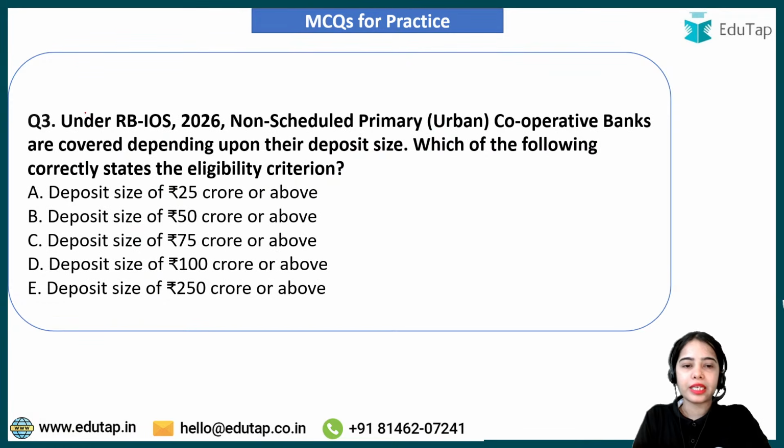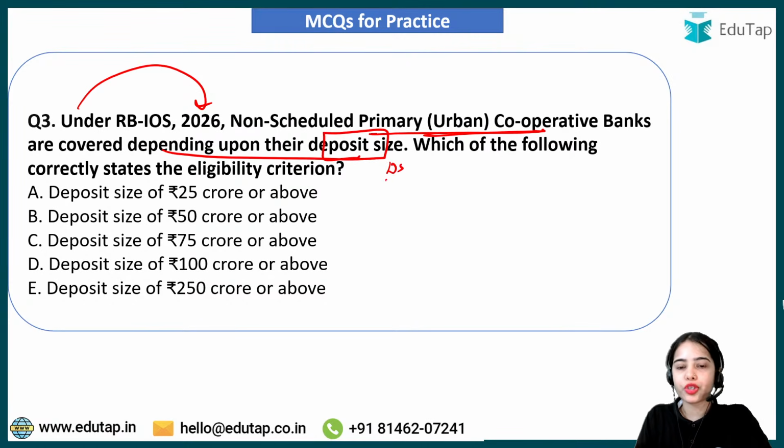Next, under the RBI Integrated Ombudsman Scheme 2026, non-scheduled primary urban cooperative banks are covered depending upon their deposit size. The deposit size should be more than what? That you have to answer. So these are the 3 questions. I hope you will be easily able to answer them.